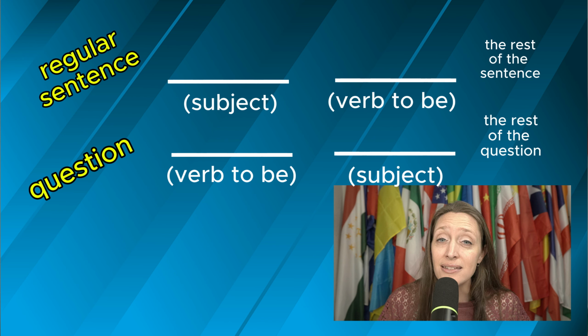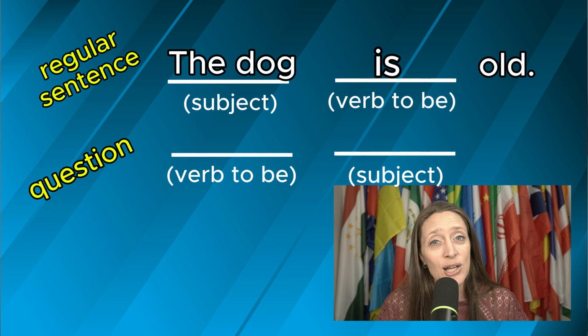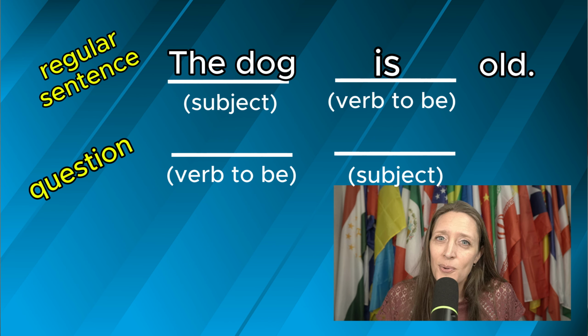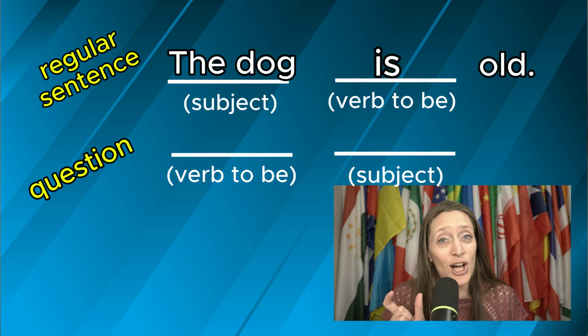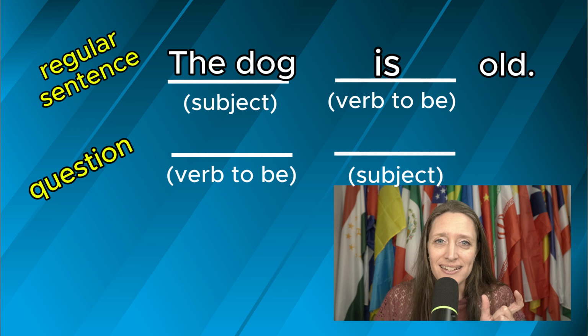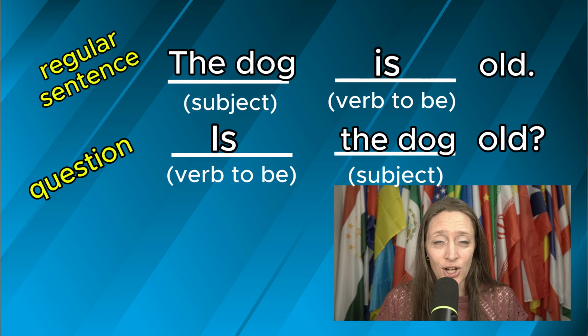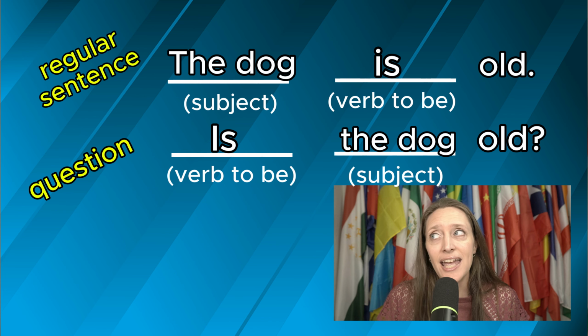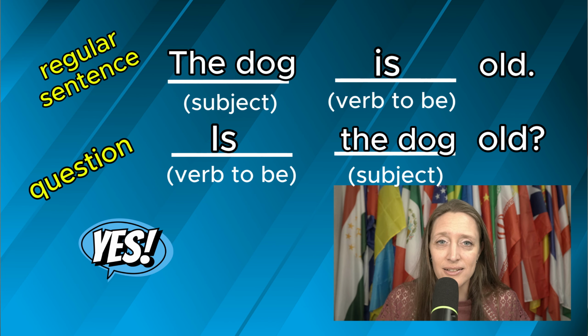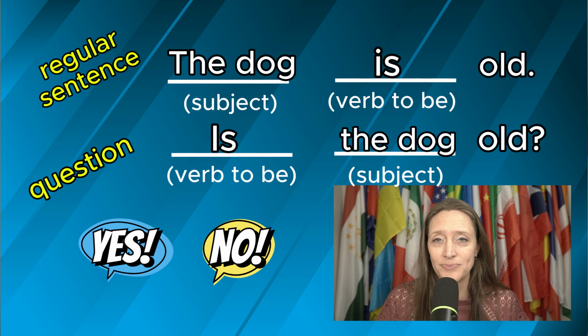Can you make this sentence into a question? The dog is old. What do we need to change? Yes, the dog and the word is. Let's change these words. Now we have a yes or no question. Is the dog old? And the answer is yes or no.